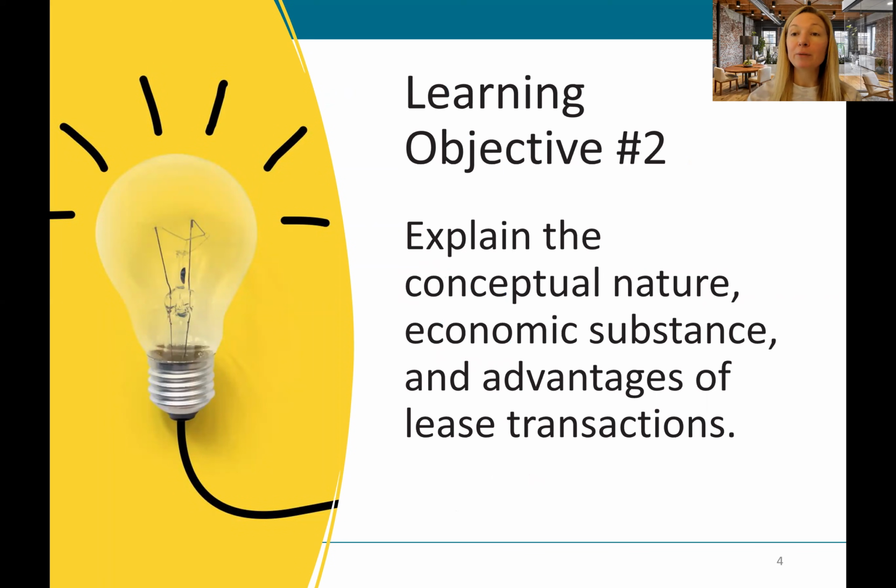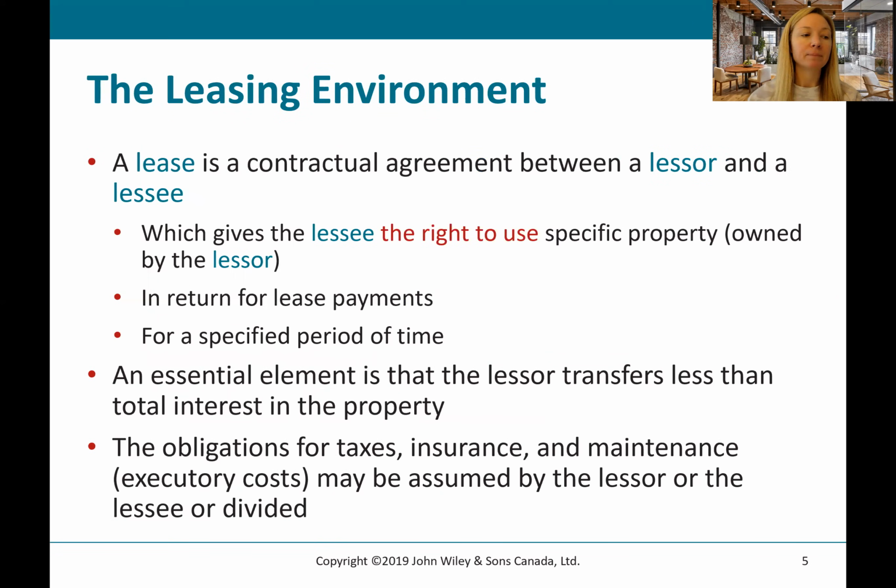Learning objective number 2, explain the conceptual nature, economic substance, and advantages of lease transactions. A lease is a contractual agreement between a lessor and a lessee. This agreement gives the lessee the right to use specific property that's owned by the lessor. And this is provided in return for lease payments, for a specified period of time. An essential element of a lease is that the lessor transfers less than the total interest in the property.